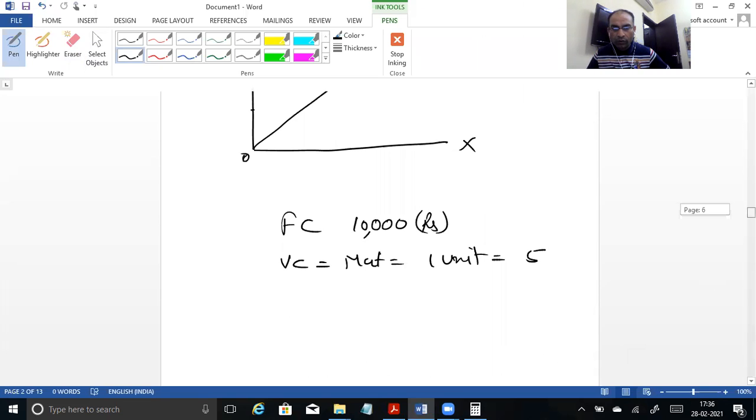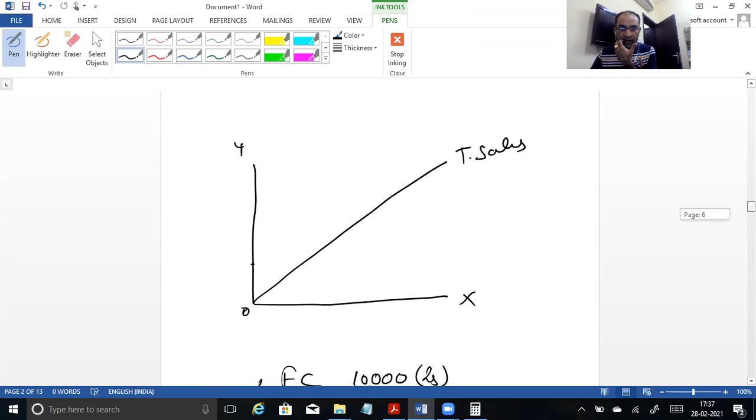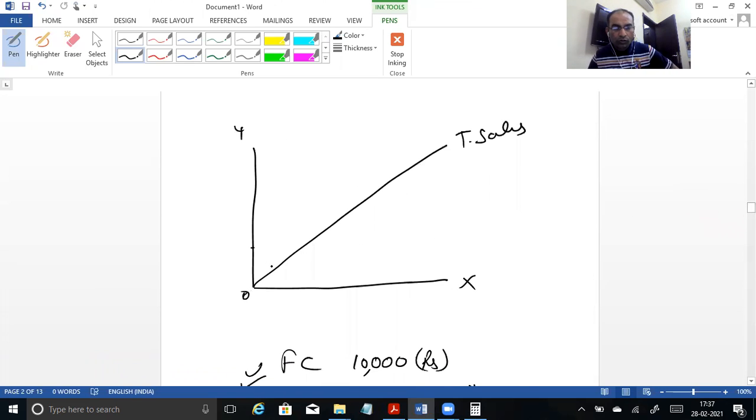So when you are not producing anything, at 0 units, how much will your total cost be? At least 10,000, because fixed cost cannot be avoided. You have to pay factory rent and whatever else is your fixed cost, even if you are not producing anything. So at 0 level of output also, your fixed cost will come at least 10,000. After that it will start rising. So it starts rising from here.